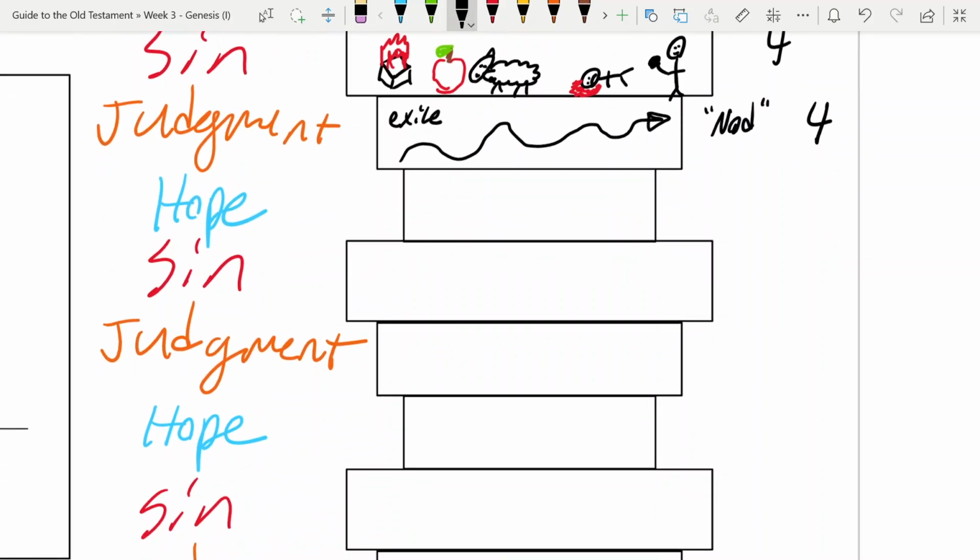Now, as we get into chapters 4 and 5, we get back to some elements of hope, because it says that Adam and Eve had another child. It says this was yet another offspring.